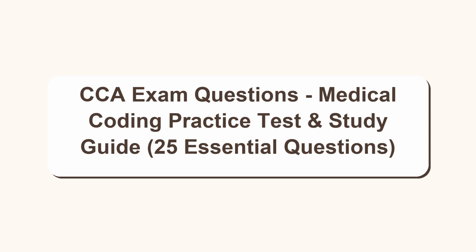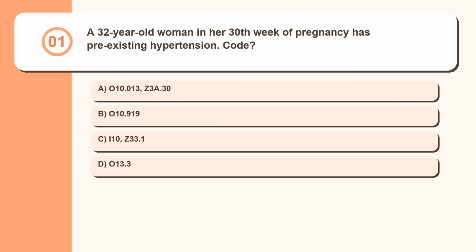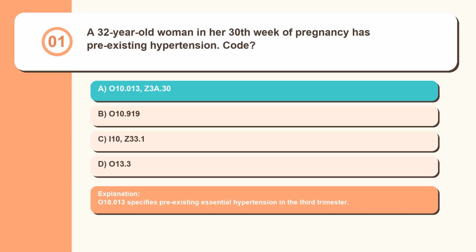CCA Exam Questions Medical Coding Practice Test and Study Guide, 25 Essential Questions. Question 1. A 32-year-old woman in her 30th week of pregnancy has pre-existing hypertension. Code: O10.013, Z3A.30, O10.919, I10, Z33.1, O13.3. O10.013 specifies pre-existing essential hypertension in the third trimester.